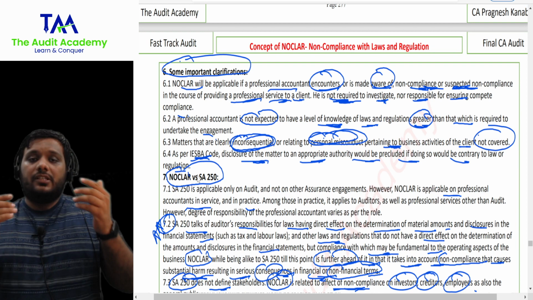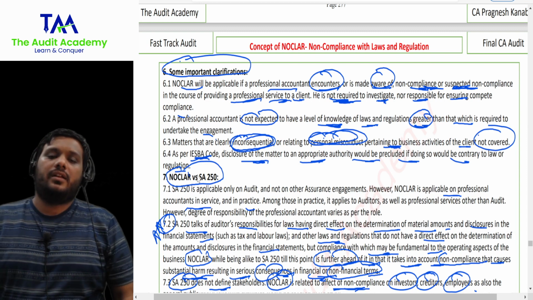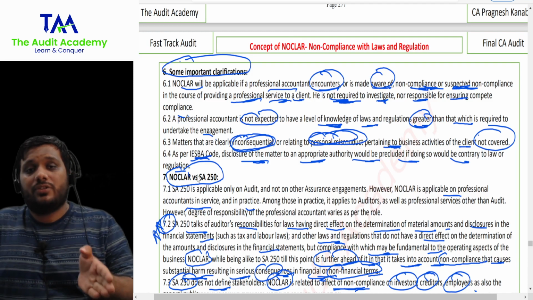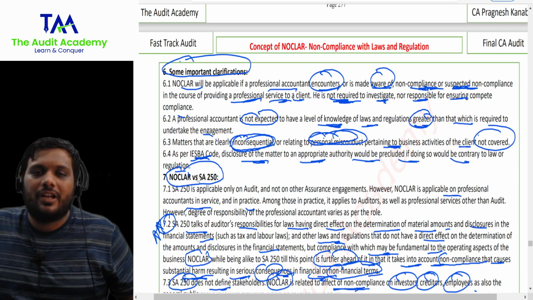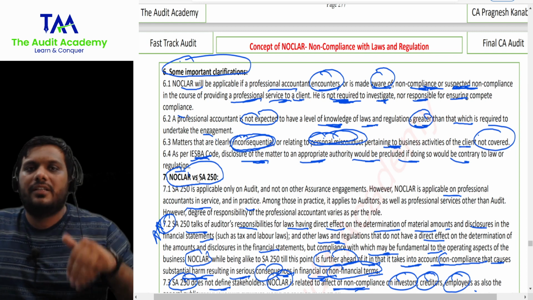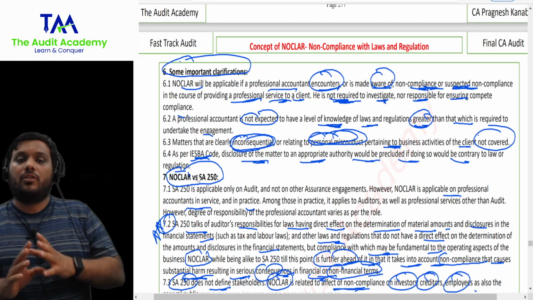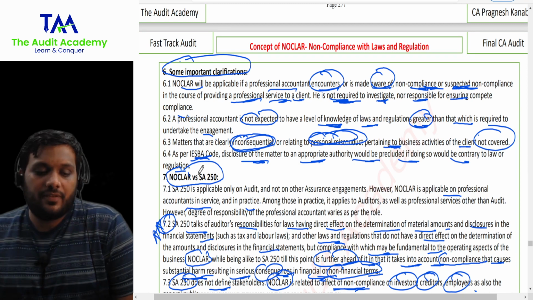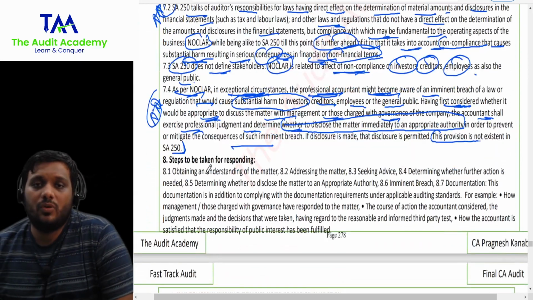See, if I disclose something in my report and that disclosure itself is prohibited by some law and regulation, then in that case I am not going to disclose it to you. All right, so if the disclosure itself leads to further non-compliances, let us say SEBI has asked you to keep quiet on some matters because some things are going on, some things are being investigated, then over there you are not going to say that I will disclose it in my report. All right, so disclosure of the matter to an appropriate authority would be precluded, meaning it will not be allowed if doing so would be contrary to law or regulation. So an important clarification over here. These set of clarifications will bring more clarity on what exactly NOCLAR expects from you.